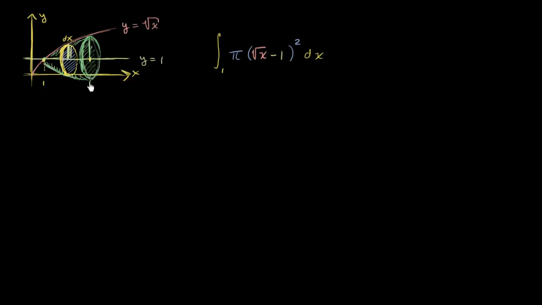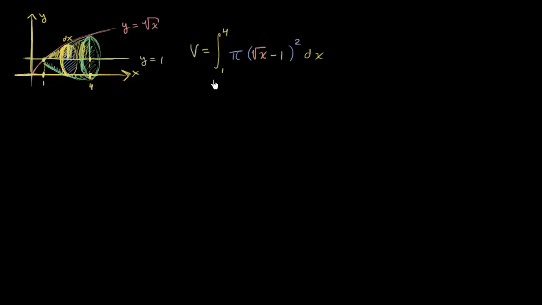Let me be careful, this is the x-axis right over here, so you don't get confused. We're going from x equals 1 to x equals 4. And we're essentially taking this area, one way to think about it, between our square root of x and 1, and we're rotating it around 1. So we're using these little disks right over here. The interval is between 1 and 4. And so this is going to give us the volume of our solid of revolution.